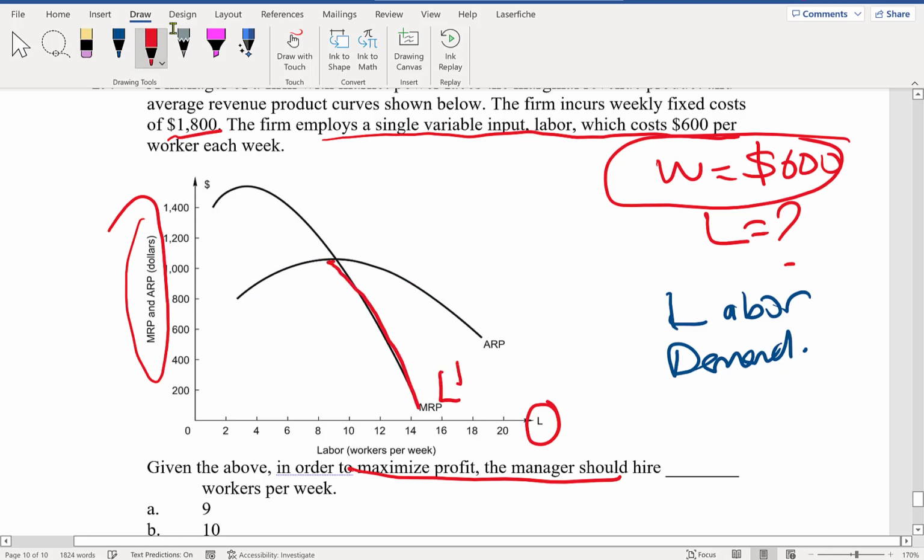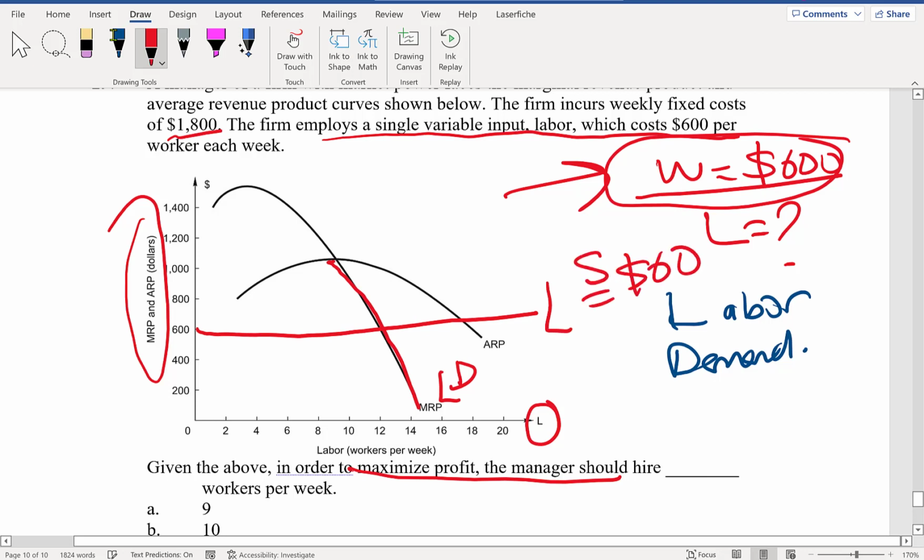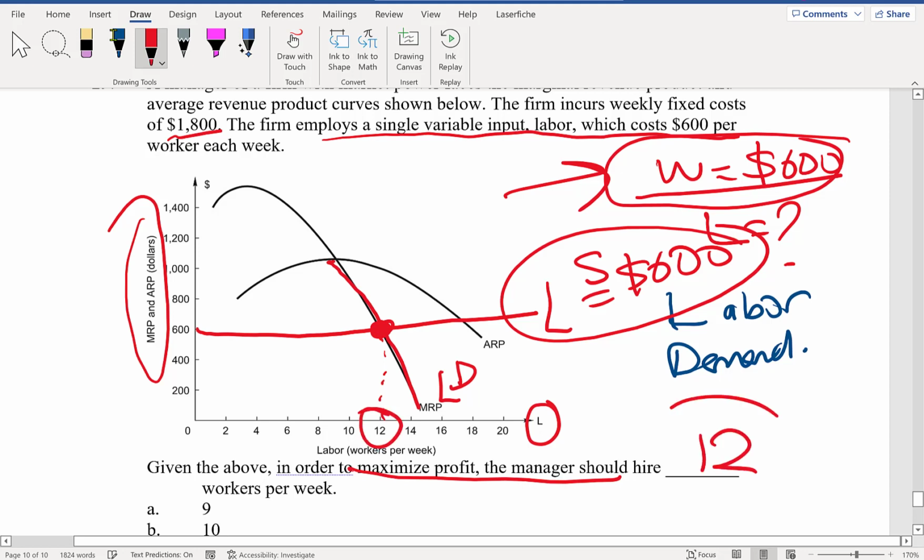Now we are going to focus on this one, labor demand. What is the labor supply? Labor supply is at $600. There's an unlimited number of workers, so I'm going to draw a perfectly elastic labor supply curve at $600, which means at $600 you can hire however many people you want. At the intersection of labor supply and demand, 12 workers. They should hire 12 workers for this business.